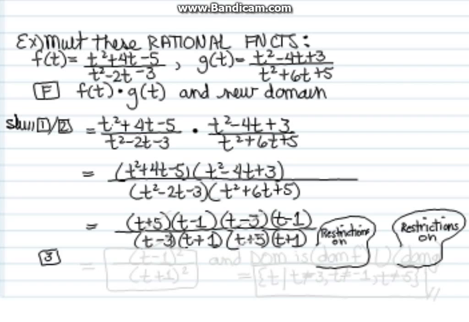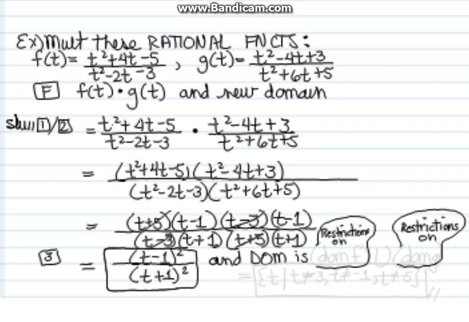Now let's cancel common factors on the top and bottom, and let's see what we have left. We have (t minus 1) times (t minus 1), which means (t minus 1) to the second power. (t plus 1) times (t plus 1) on the bottom gives us (t plus 1) to the second power, and we're finished.